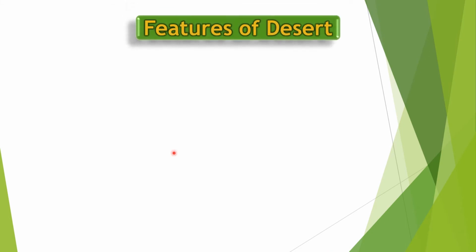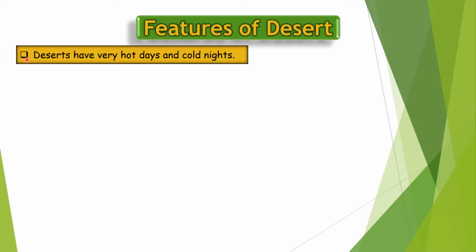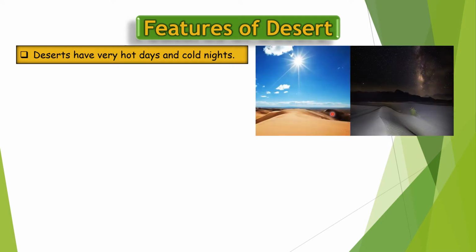Now, let's see what are the different features of desert. First point, deserts have very hot days and cold nights. Deserts have hot days and cold nights. Do you know, children, why? Because rocks or soils have one special quality. What is that? They absorb heat easily and they release heat easily.